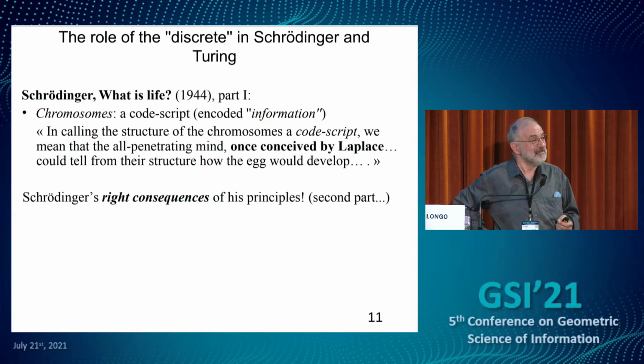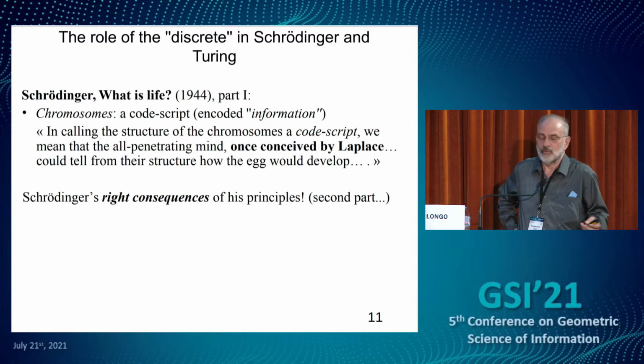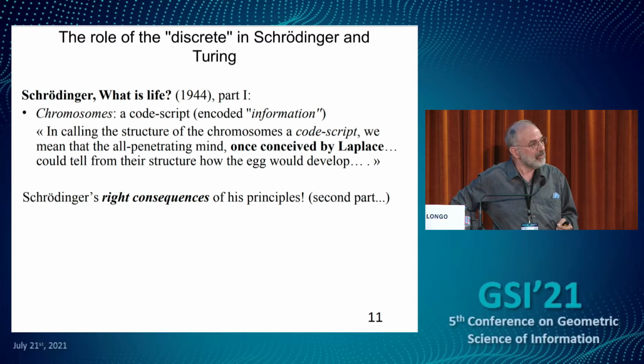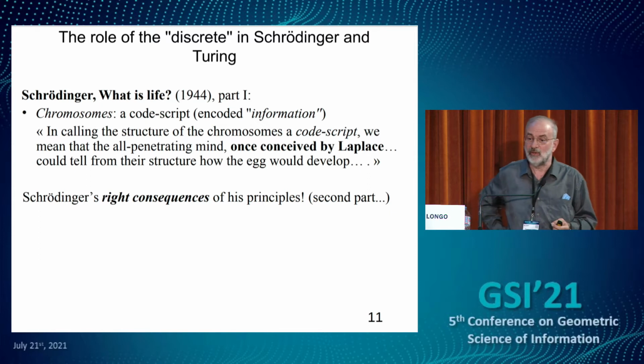He's an excellent physicist, he's a top physicist, he knows what he's talking about. In a discrete structure like that, if there is a coding, up to noise, of course, if you fully know the coding structure, you completely know the output, the result.